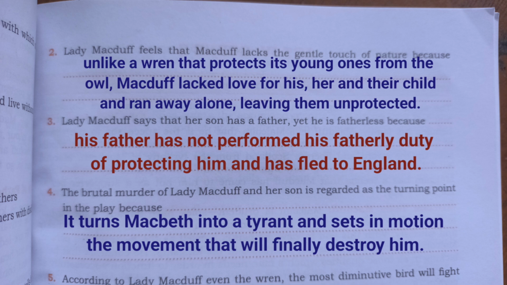Number 3, Lady Macduff says that her son has a father, yet he is fatherless because his father has not performed his fatherly duty of protecting him and has fled to England. Number 4, the brutal murder of Lady Macduff and her son is regarded as the turning point in the play because it turns Macbeth into a tyrant and sets in motion the movement that will finally destroy him.